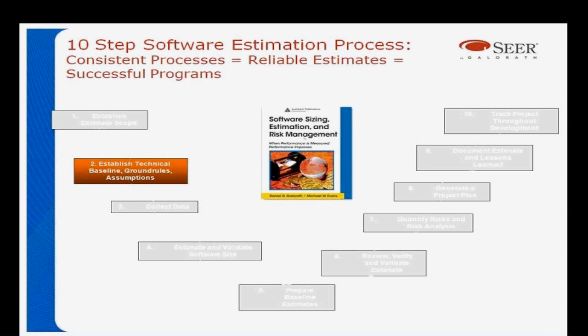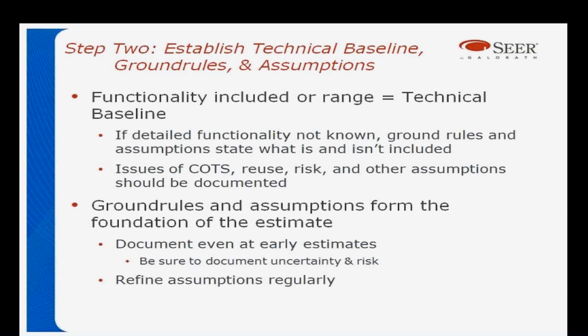Now, talking about assumptions, step 2 is establishing a technical baseline, the ground rules, and the assumptions for the program. So overall, the point is to come up with the functionality we believe will be included in this system. Or it can be a range. Perhaps we have a range, for example, in an Agile system. We'd like to have a minimum of X amount of functionality, and it could go up to Y.